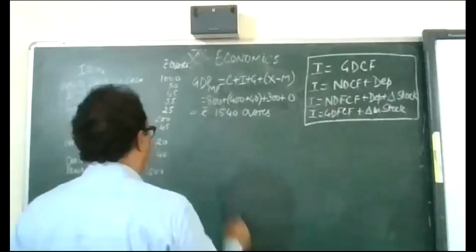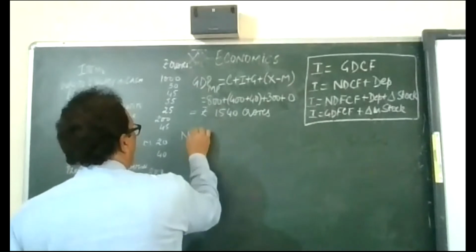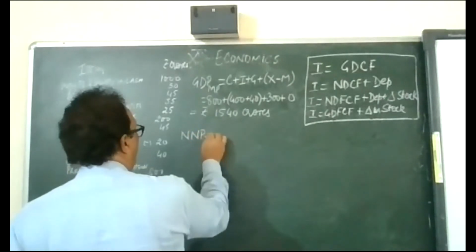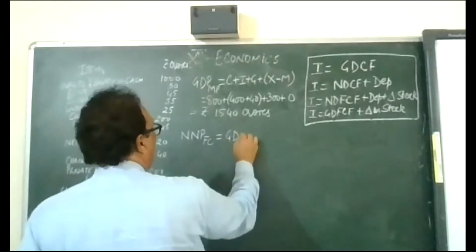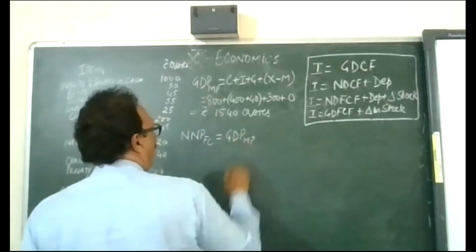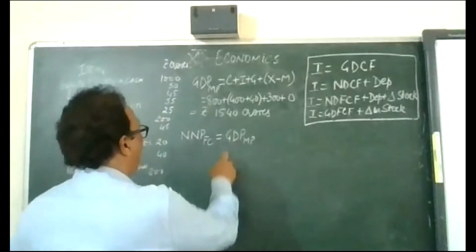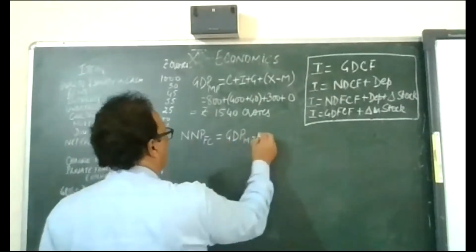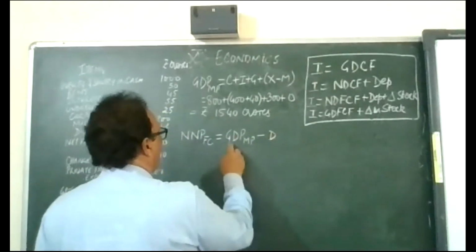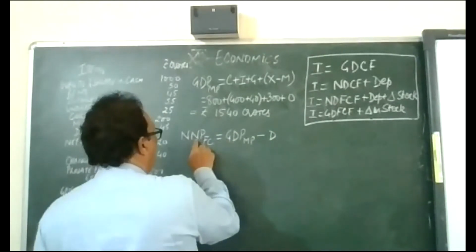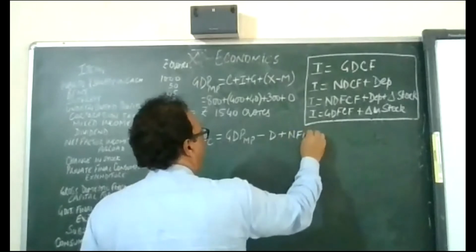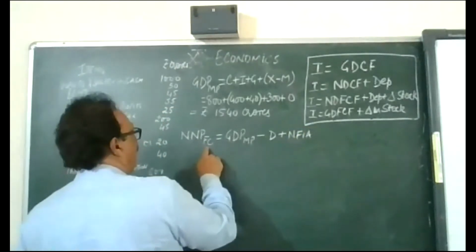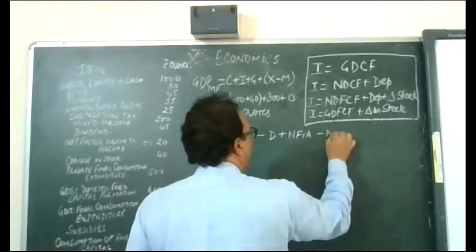What are we supposed to calculate? National income. National income is NNP at factor cost. What do we have? We have GDP at market price. How do we derive the formula? Simple. From gross to net, minus depreciation. Domestic to national, plus NFIA. Market price to factor cost, minus NIT.